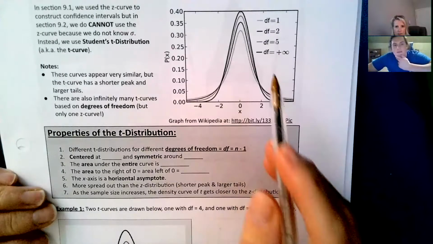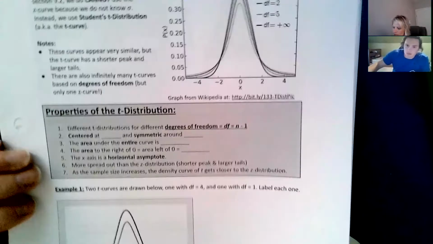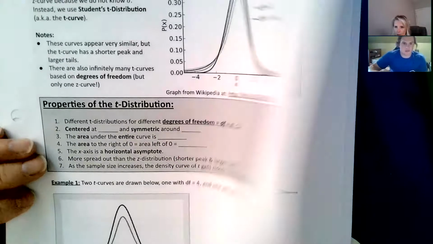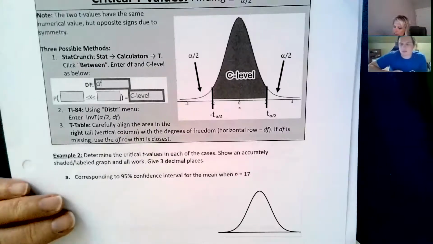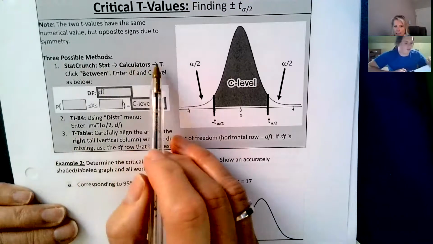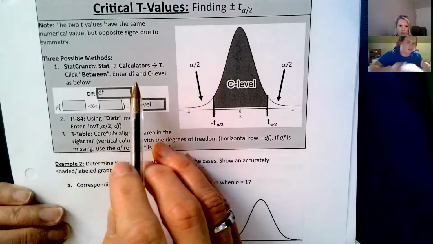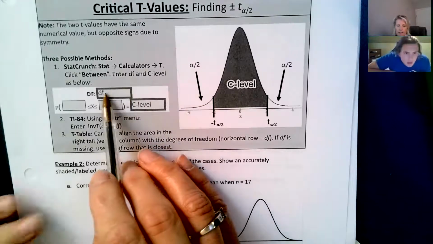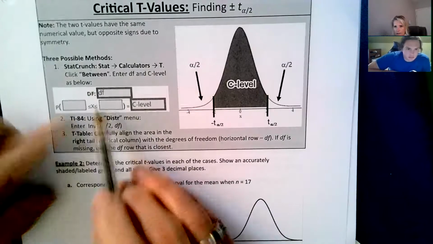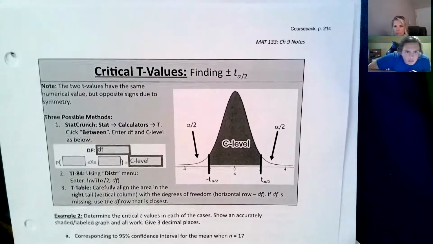So it's going to look very similar. The biggest difference is that in our Statcrunch, we're going to use the degrees of freedom, and the degrees of freedom is n-1. And so on page 214, we have the instructions for Statcrunch. So we're going to go to Statcrunch, calculators, and T. So we'll go down just past the normal, and we're going to go to T. And then the only things that we enter for a T curve, a critical value for T, is the degrees of freedom and your confidence level. And you're always going to use the between, because we want the plus or minus symmetrical values. Okay, so that's on page 214.